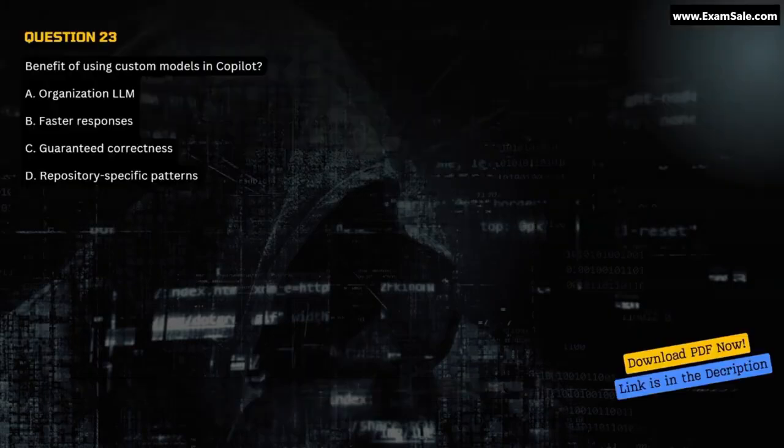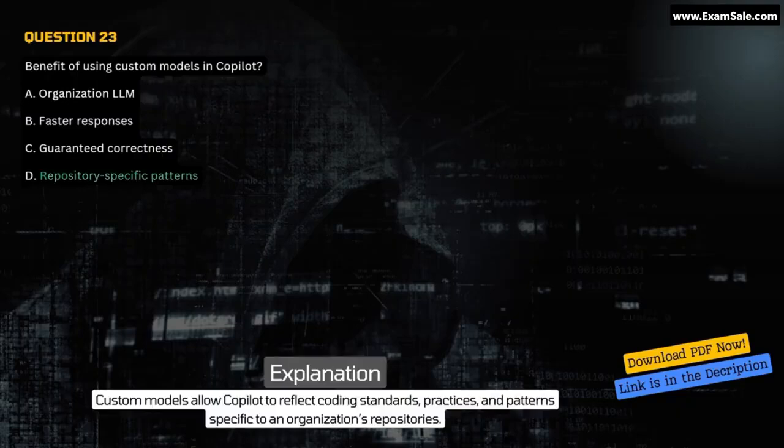Question 23. Benefit of using custom models in Copilot? A. Organization LLM. B. Faster responses. C. Guaranteed correctness. D. Repository-specific patterns. Correct answer D. Repository-specific patterns. Explanation. Custom models allow Copilot to reflect coding standards, practices, and patterns specific to an organization's repositories.